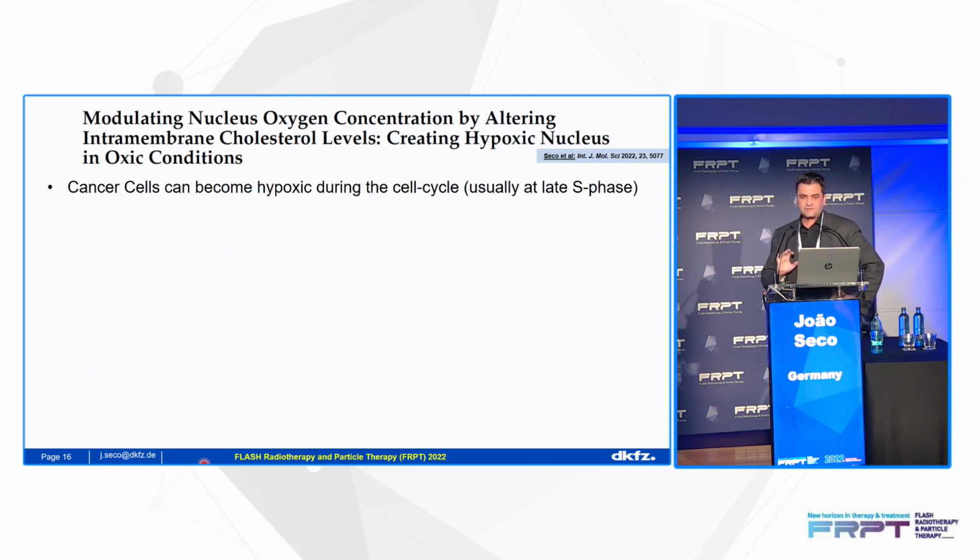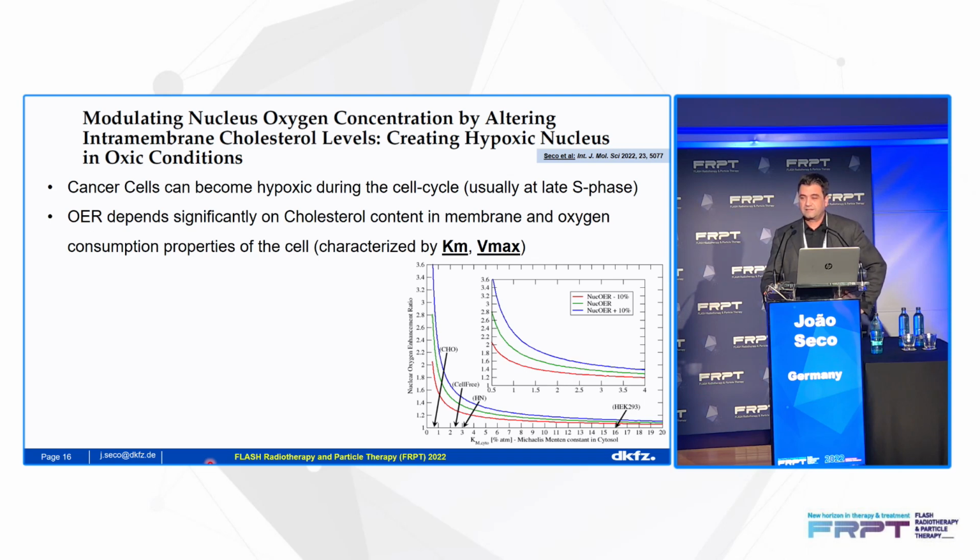Just to finish this first part, cancer cells become hypoxic during the cell cycle. We showed that through experiments, but we initially predicted it with the model. Then we showed that the oxygen enhancement ratio depends heavily on the Km and the Vmax. I just want to point out that we built this curve based on different cell lines. Most of them are healthy cell lines, and we used the numbers that they provided in the publication. For example, CHO, which is not a cancer cell but is usually used in a lot of radiation studies, has extremely low Km, around 0.5. And there we found that the OER was around 2.8 to 3, which matched a lot of the experiments.